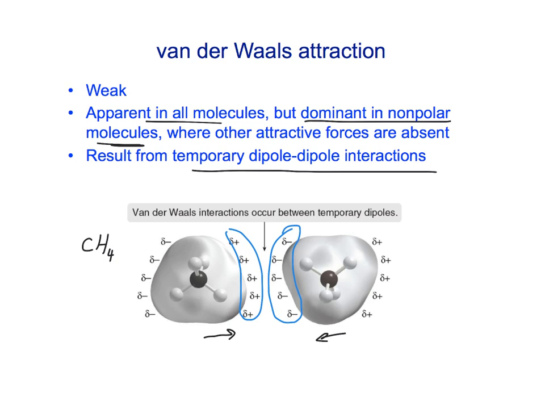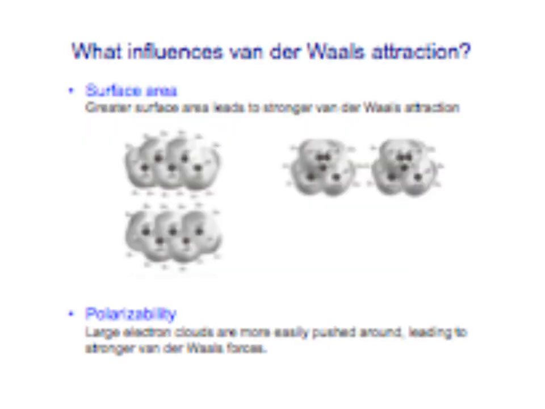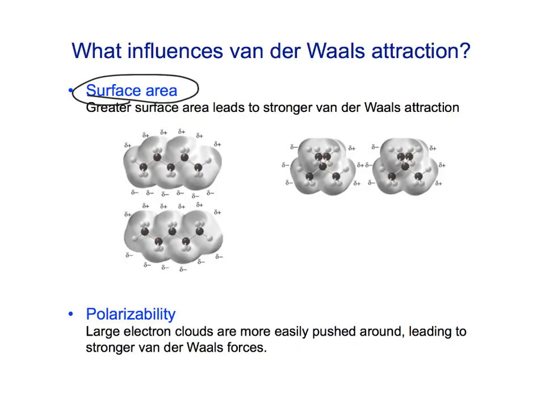So this is only a transient or a temporary attraction, and it's very weak. So, the strength of these van der Waals interactions. The first factor is the surface area of the molecule. So the greater the surface, the more van der Waals interactions can take place, and the stronger those interactions are.